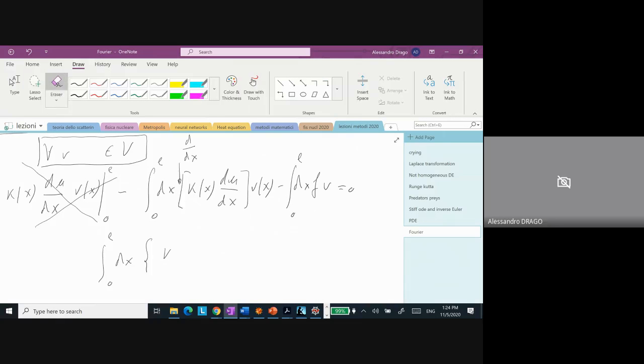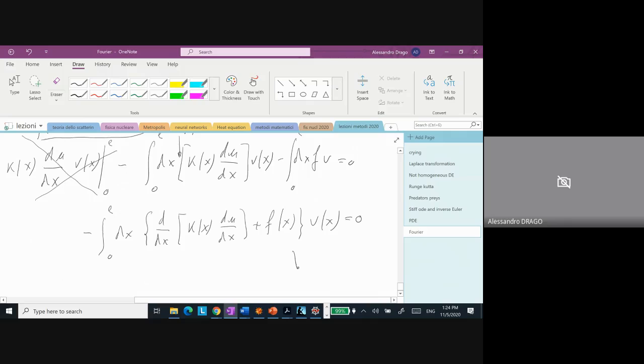So, finally, this is equal to 0. This means, essentially, the derivative with respect to x of k of x times du over dx, plus, the minus sign I put in front, plus f of x, all this multiplied by v of x, equals 0. And this, again, is true for whatever v.